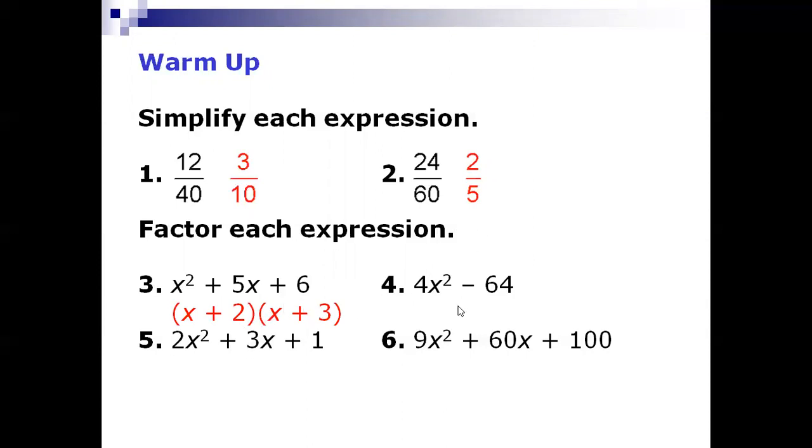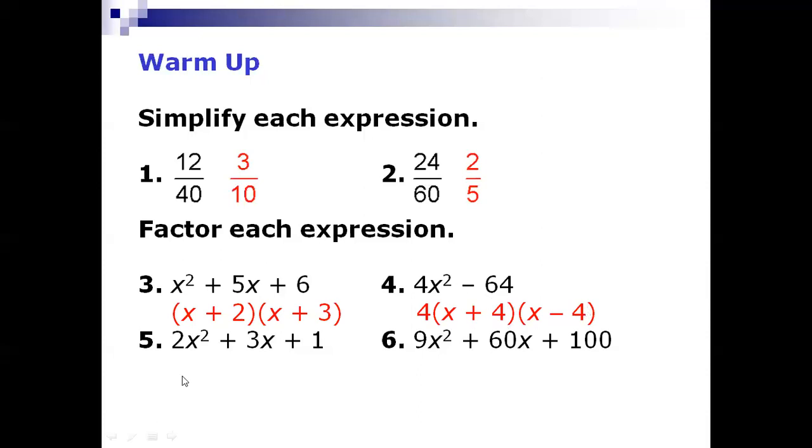The second one, 4x squared minus 64. As you can see, we do have a monomial factor here, that is 4. You can take out 4 and then check if the remaining factor can still be factored. If we take out 4, what is left here is x squared minus 16. X squared minus 16 is the difference of two squares. So we can factor that as x plus 4 and x minus 4.